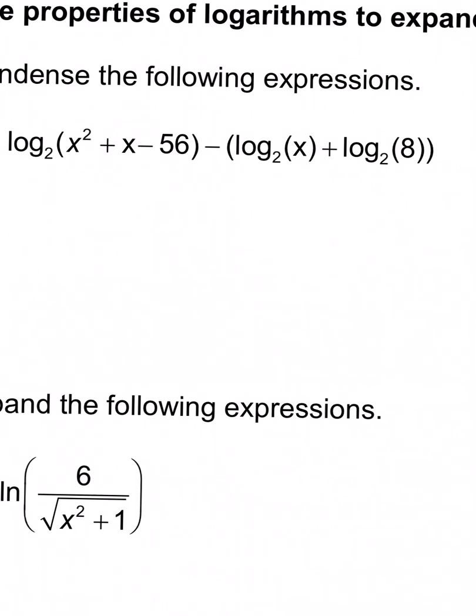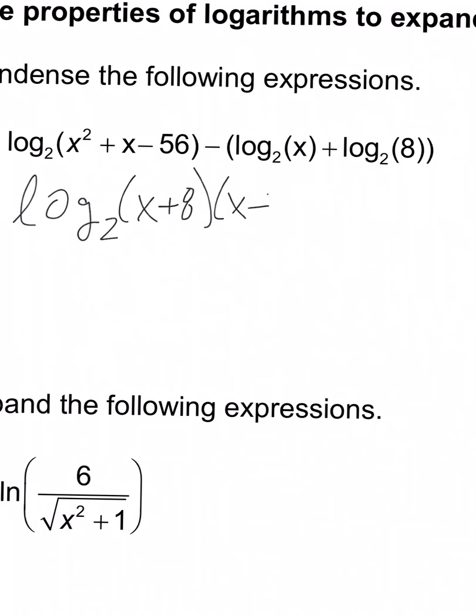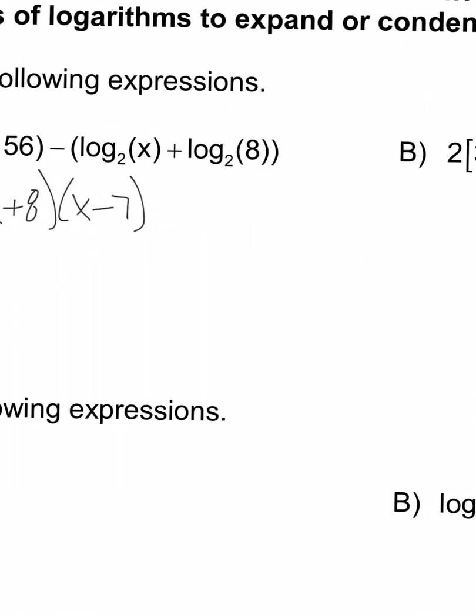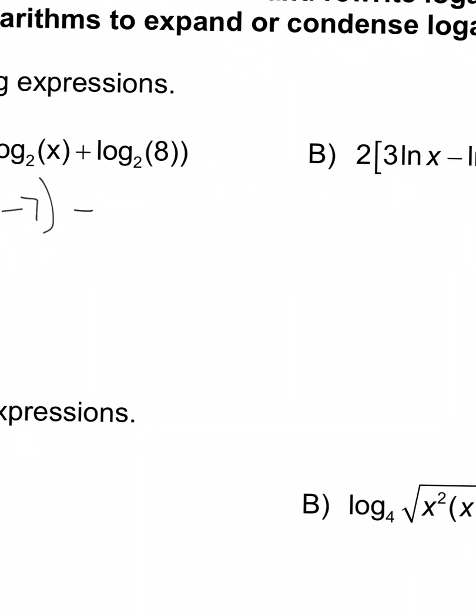First one here, we have a quadratic in this first logarithm, and then we have subtraction of the addition of these two. So first off, we could condense this, and I think it would be best to factor the quadratic. So when I factor that, I see I have negative 56, multiplies to negative 56, and adds to be 1. So that is going to give us x plus 8, x minus 7. Also, I have that subtraction, and I'm going to combine or condense those to log base 2 of 8x.